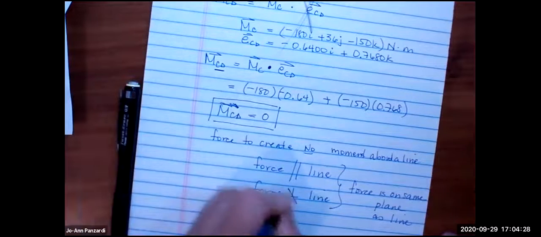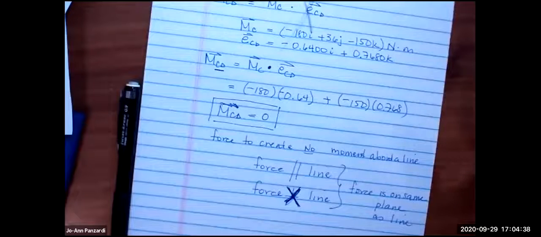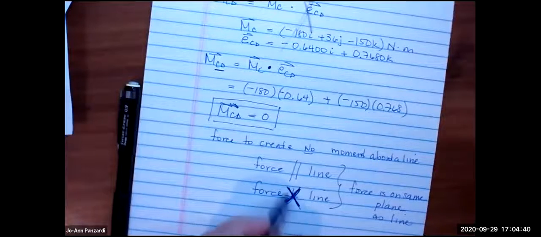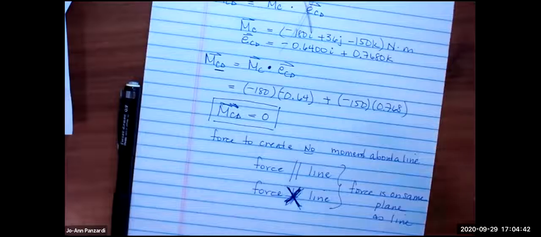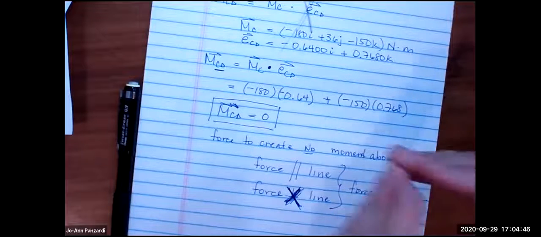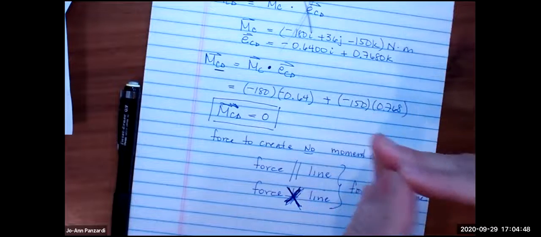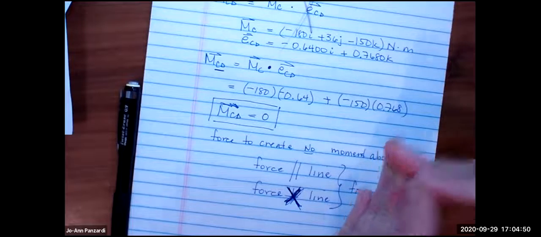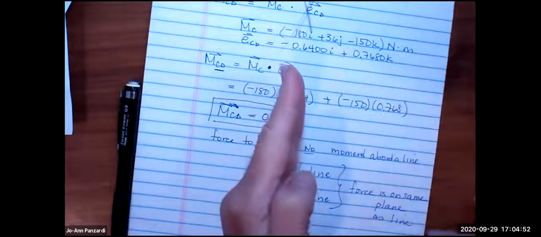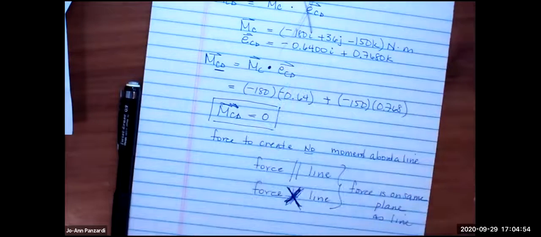Yeah, you're right. I made a mistake. It's intersect. If they're perpendicular but they intersect, then you can't create a moment. But if they're perpendicular and they're not on the same plane, then they do create a moment.